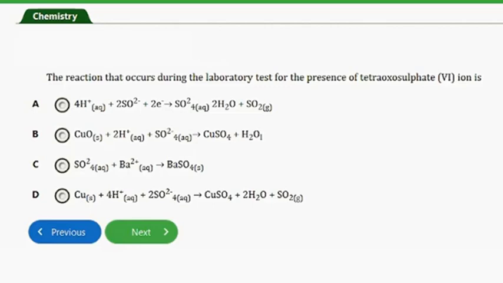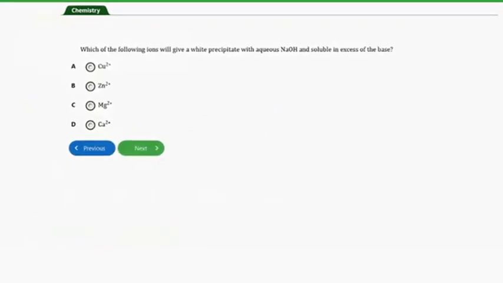So guys, the answer to this question will be option C. That's owing to the fact that the test for the presence of tetraoxosulfate 6 ion involves the reaction between sulfate ion and barium ions to form barium sulfate, which is a white precipitate. So guys, that's the laboratory test for the presence of tetraoxosulfate 6 ion. So let's consider the next question.